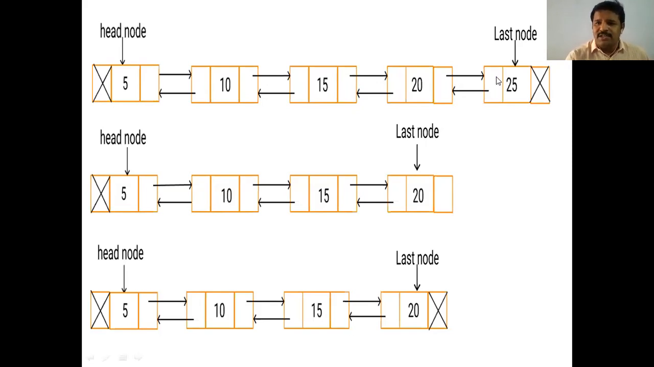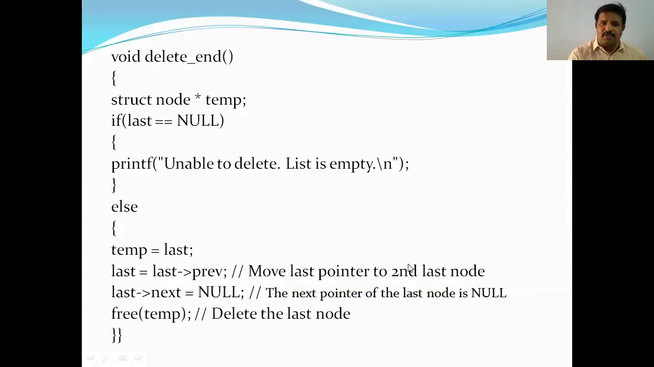If we delete this node, 20 becomes the last node. Then we have to make the next pointer of 20 a null value, right? So we can adjust the pointers like this and then delete the last node. Now after deletion, the list contains only four elements: 5, 10, 15, and 20. So now 20 is the last node.